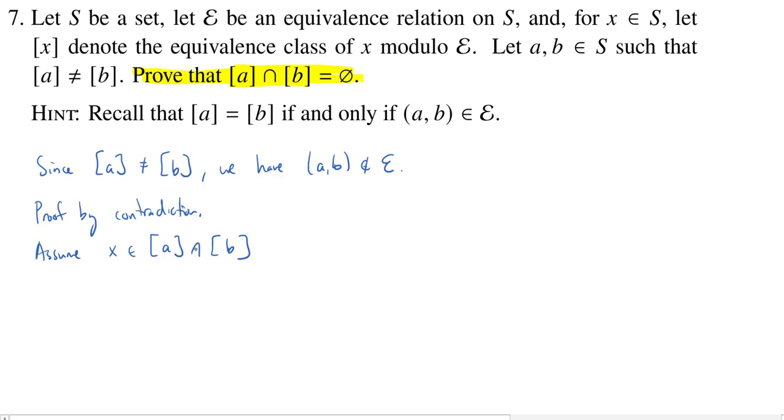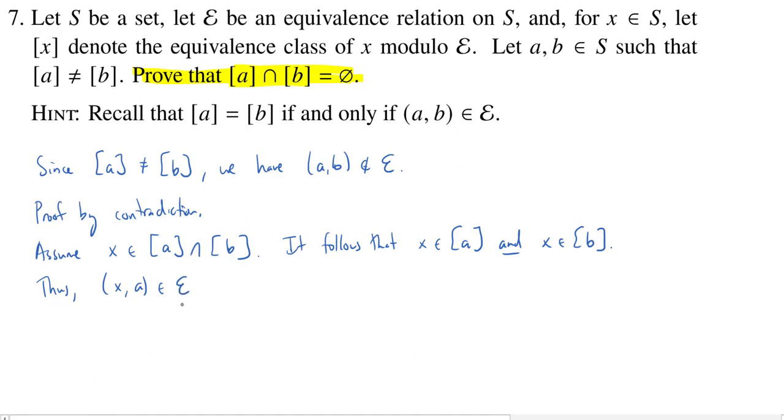Okay, well, we know with intersections, that means you are in each set. So it follows that X is in the class of A and X is in the class of B. Now, what does it mean to be in the equivalence class of A? It means that you're related to A. So thus, (X, A) is an element of E. And we do the same thing here: (X, B) is an element of E.